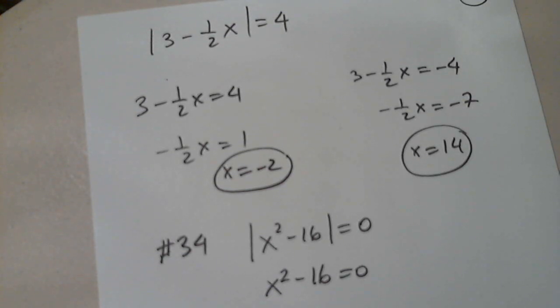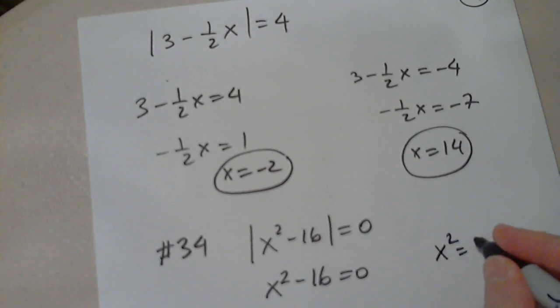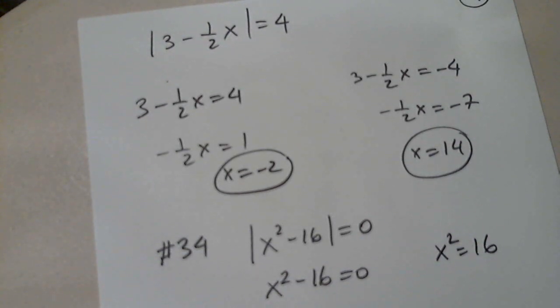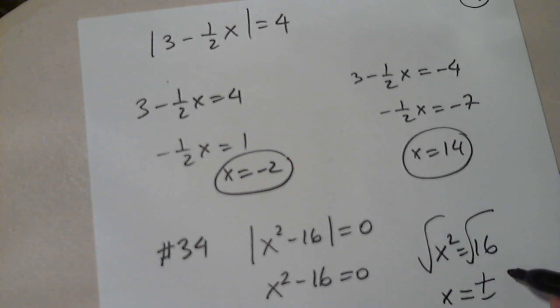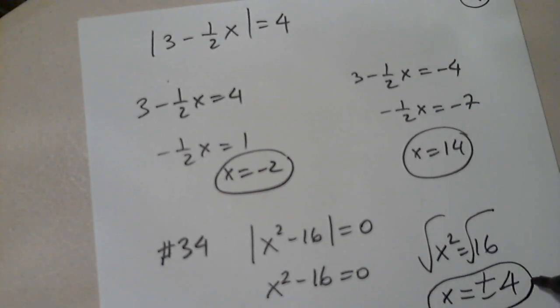Square root. Okay. How many solutions do I have to obtain for sure? Two solutions. Yes, because it's quadratic. So what do I get? Plus or negative. Excellent. Perfect.